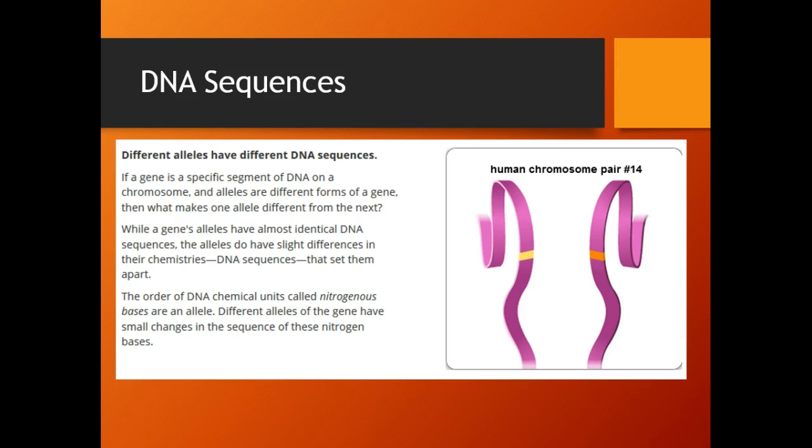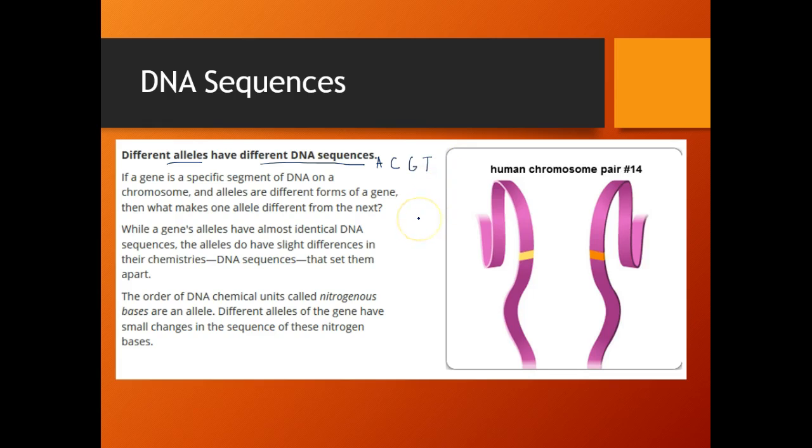Okay, so we know that each gene has different variations, which we call alleles, and those alleles are going to obviously have different DNA sequences. So that means when we look into the sequences, we use those nucleotides adenine, cytosine, guanine, and thymine. They have a different order for those DNA sequences.